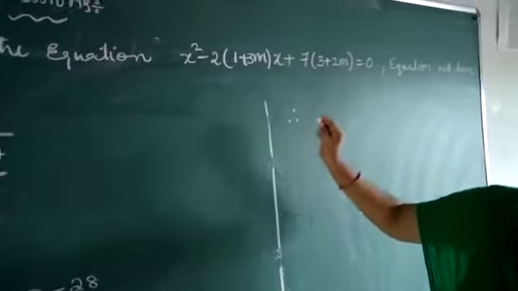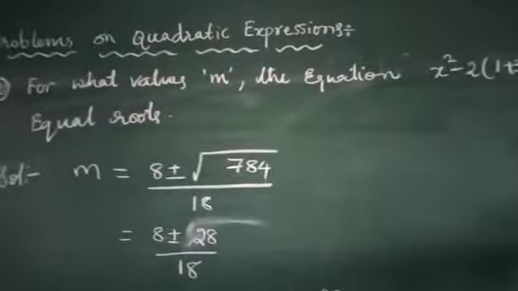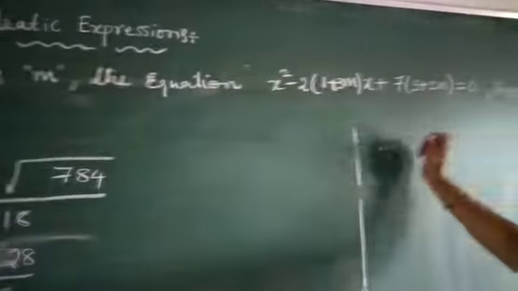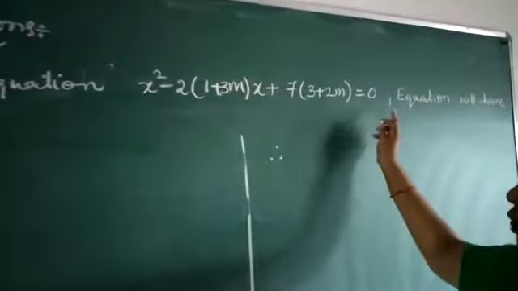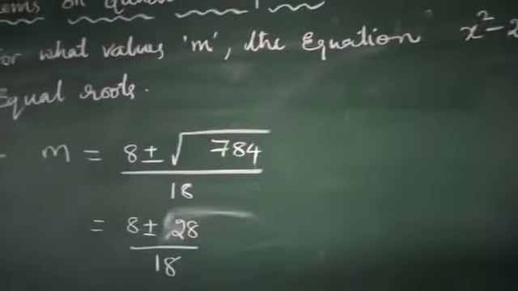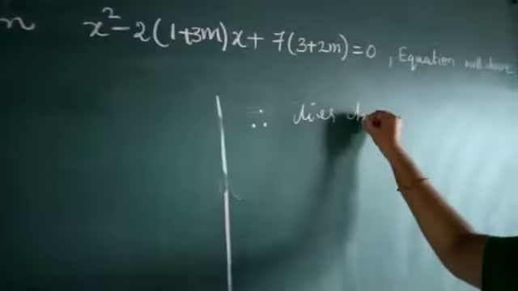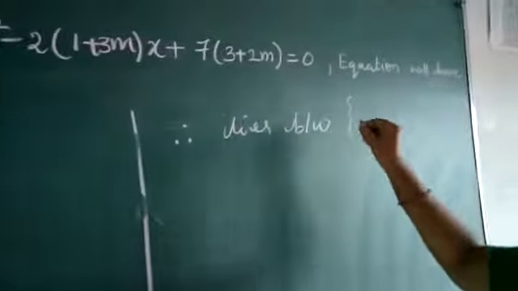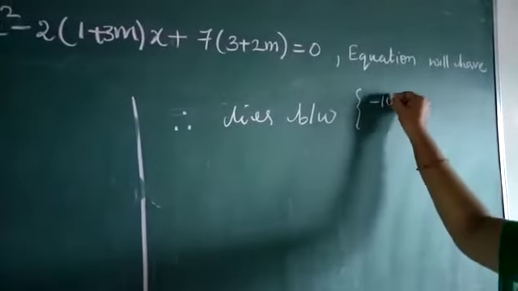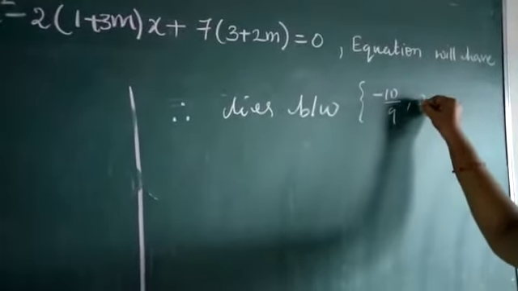Therefore, according to the given statement, the equal roots of the quadratic equation lie between; the lower value is minus 10 by 9 and the higher value is 2.